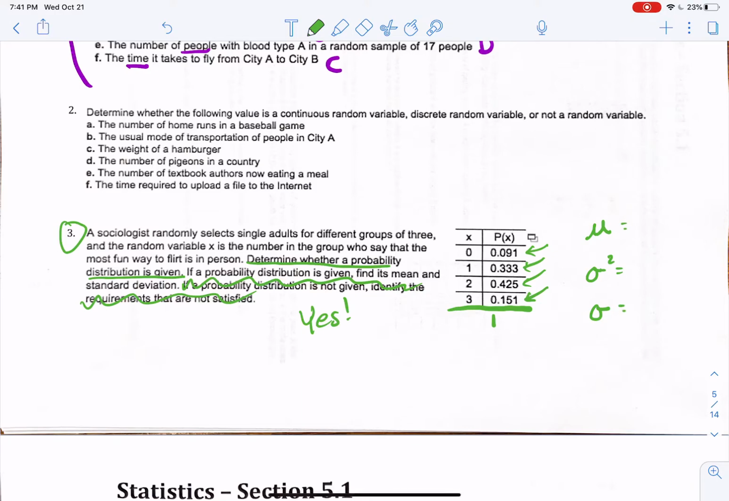To find the mean, we multiply these together. So 0 times that is 0. 1 times 0.333 is 0.333. 2 times that would be 0.85. And 3 times 0.151, I can't do that in my head, is 0.453. And if I add those together, 0.85 plus 0.333. Oh wait, I didn't do that right.